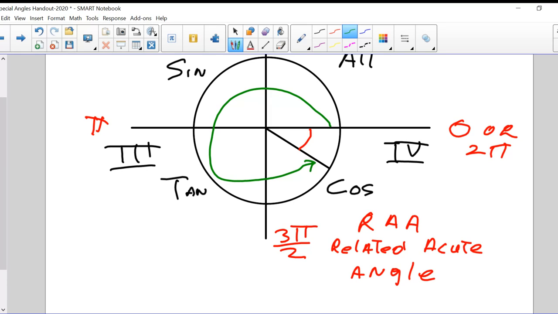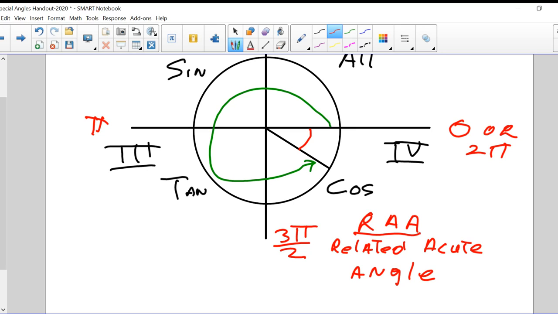It took me to get to the fourth quadrant for this to work. That's where my 5 pi is. But how far am I from the x-axis? What is the distance? That's called the related acute angle, measured from the x-axis. How far do I need to go to get to the x-axis? That's the key to this related acute angle, this RAA.